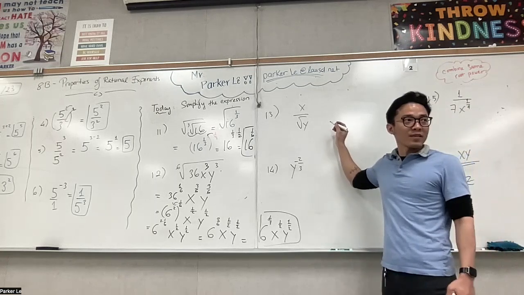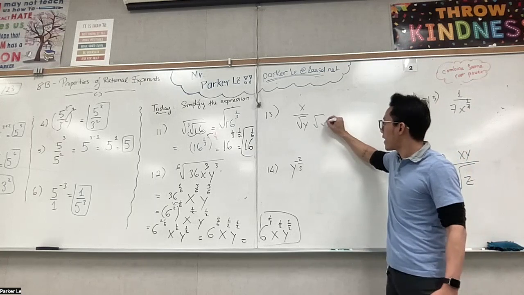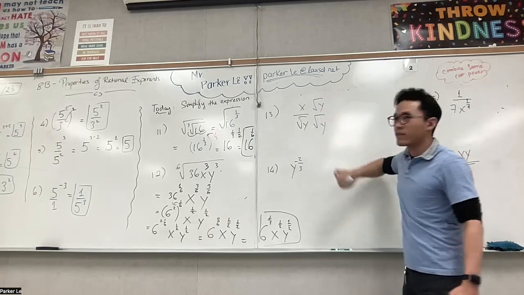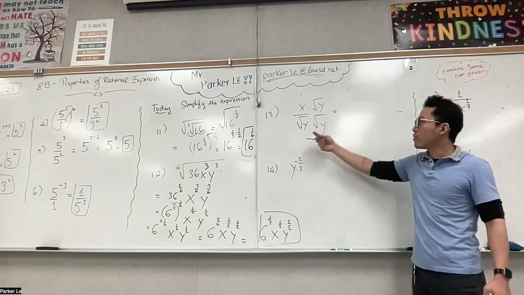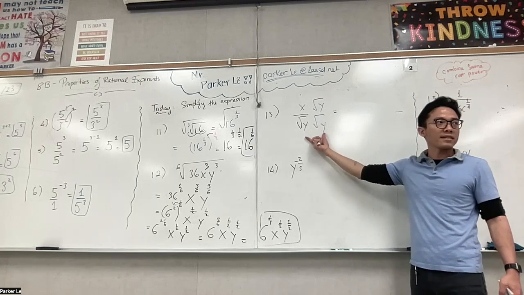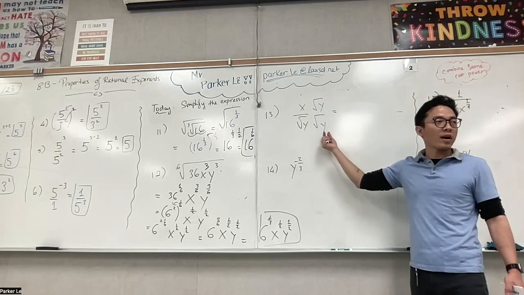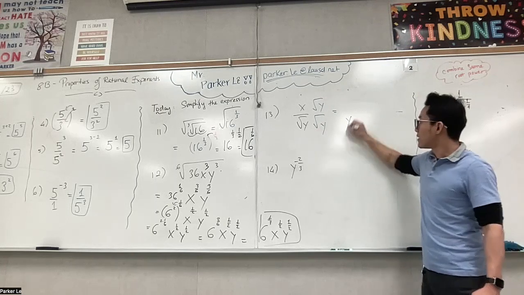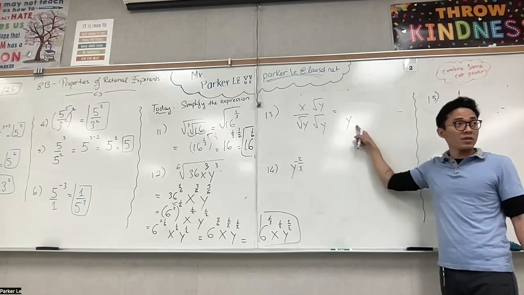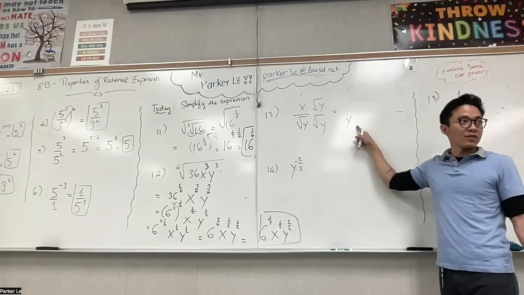Multiply by the same thing. Do you remember? Multiply by square root of y. Do you remember this? What happens when you multiply square root of y and square root of y? What is square root of y times square root of y? Y. Is there any more square root? No. So that's it. Remember this?